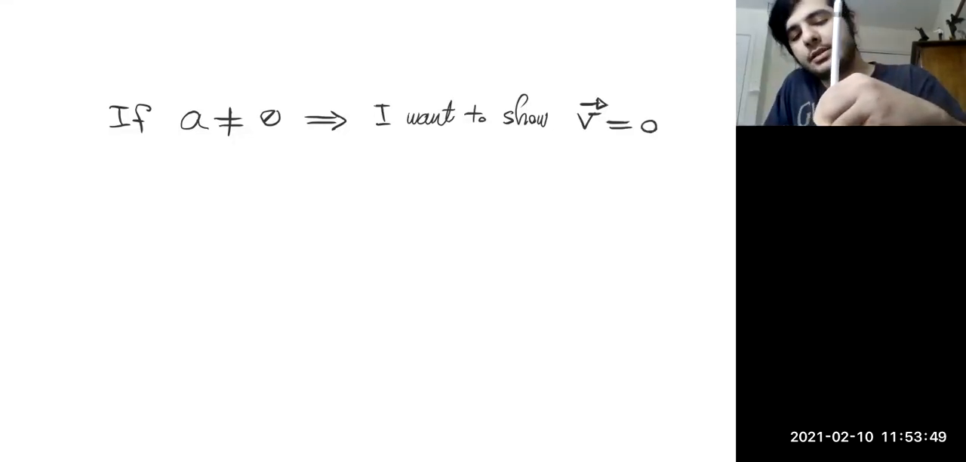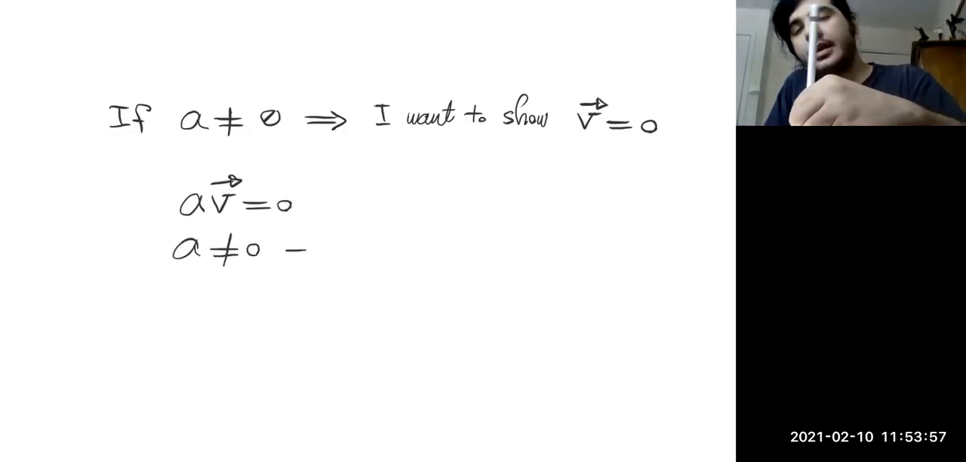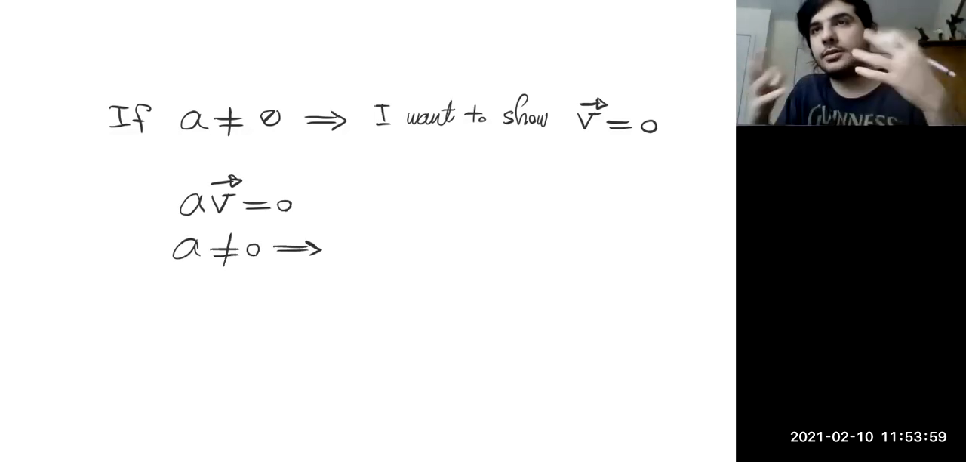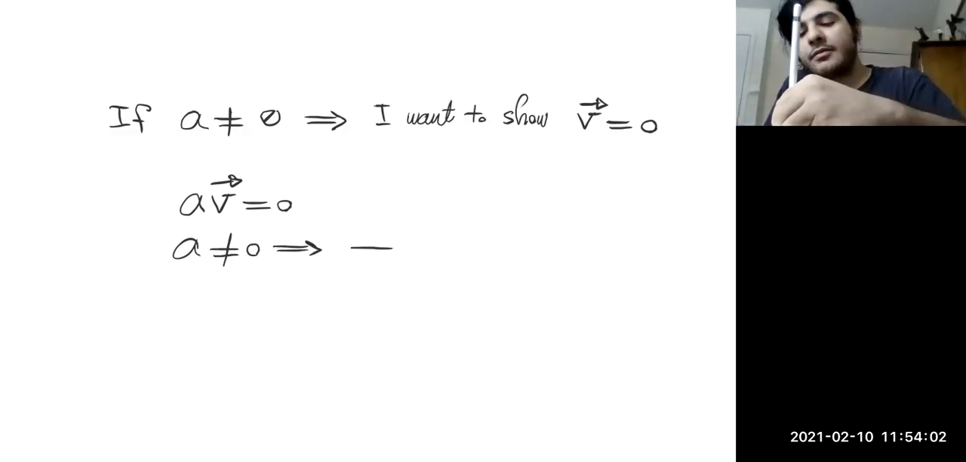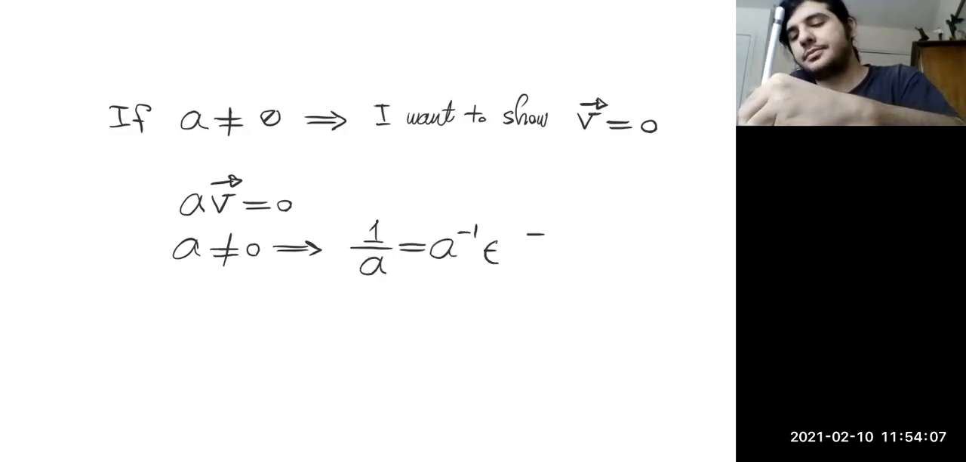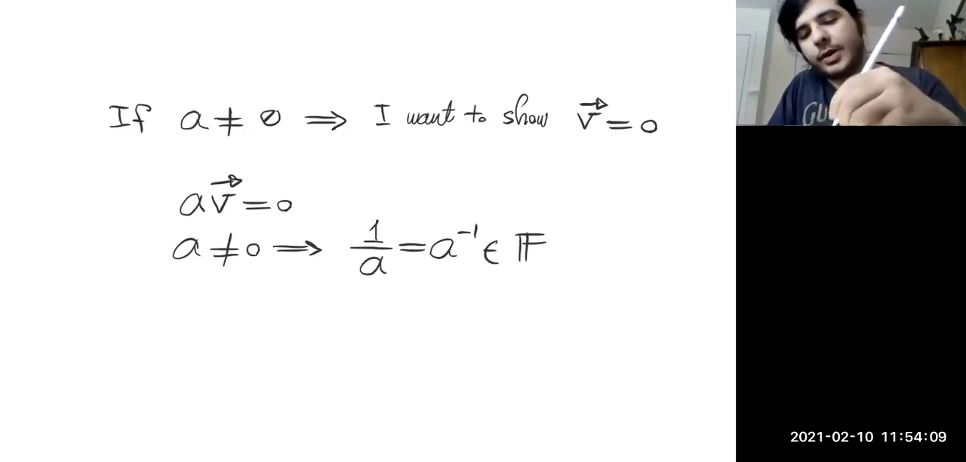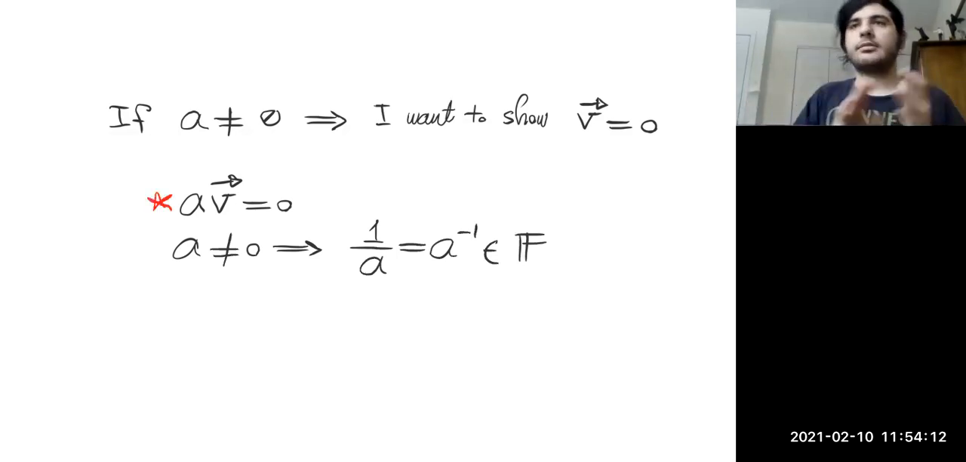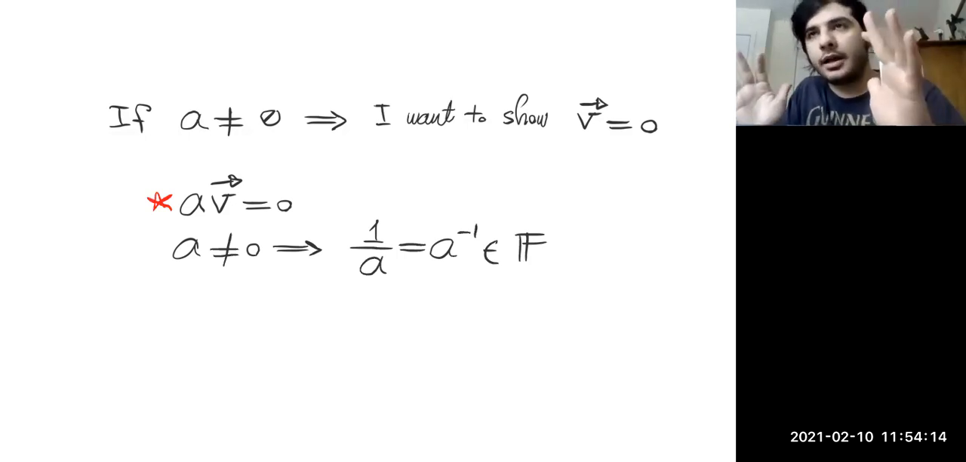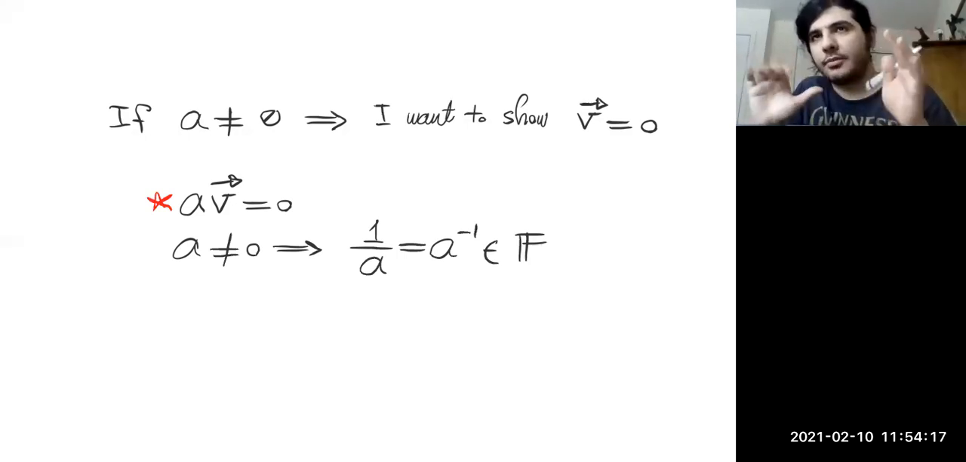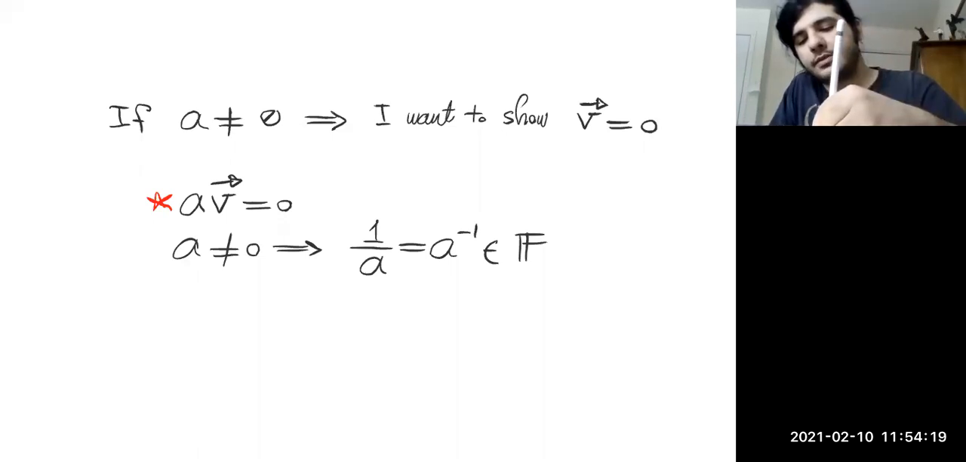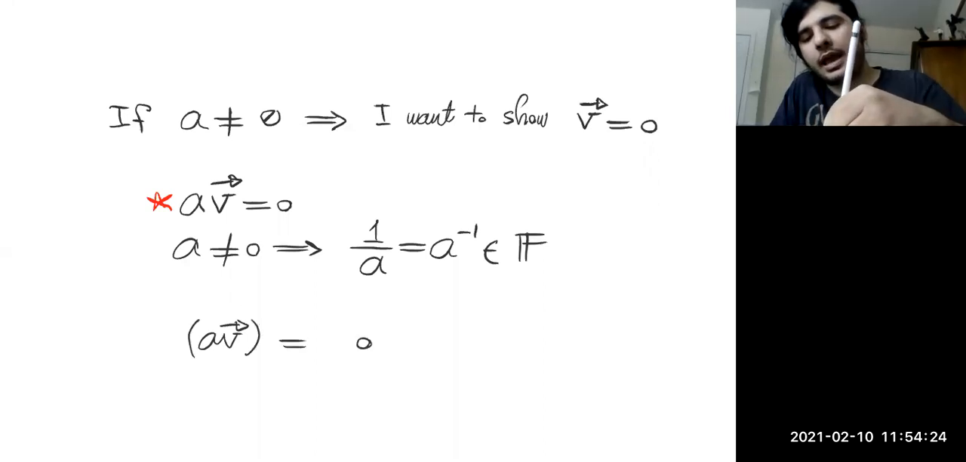Okay, so let's go back to the assumption. We know A times V is 0, and we know A is non-zero. And because any non-zero element in a field has a multiplicative inverse, it means we have 1 over A, or A inverse, in the field. Now look at this equation, the equation with the red star. I can multiply both sides of the equation by a number. So I can multiply both sides of this equation, AV equals 0, by A inverse.